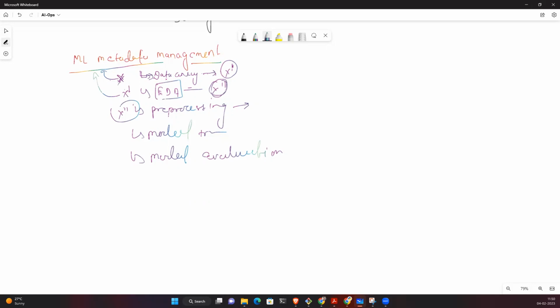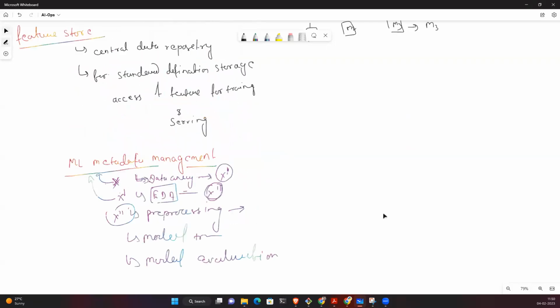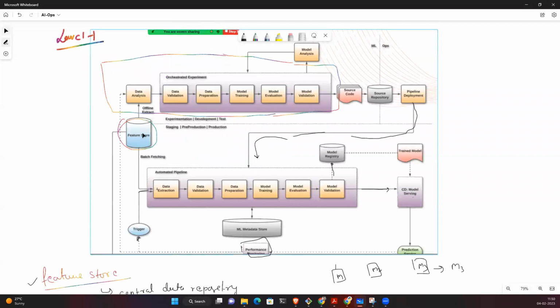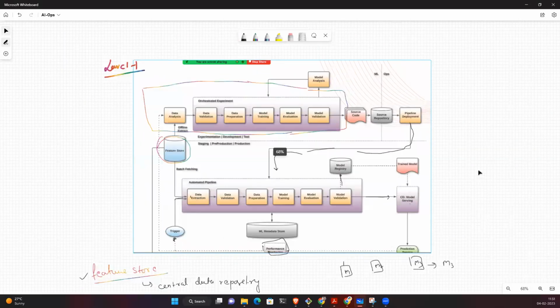No, their output we are not storing. If you can see this diagram, I will show you the diagram. See, the feature store is not connected with this. ML metadata is connected with the pipeline, and the feature store is not connected with the pipeline. That's what I was trying to say. Does it make sense?